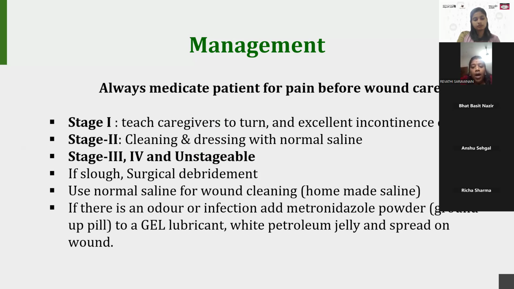Okay, always medicate the patient for pain before wound care. Before taking the notes, you have to separate your notes as stage 1, stage 2, like you have to put stages in one column, and in the other column you have to put treatment. Okay, in management, then only it will be easy for you. Always medicate the patient for pain before wound care.